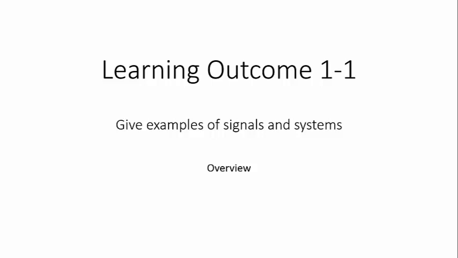Again, welcome to Signals and Systems. This is Learning Outcome 1-1. Give examples of signals and systems. The name of the course is Signals and Systems. We're going to start off the semester with a discussion of what are signals and what are systems.